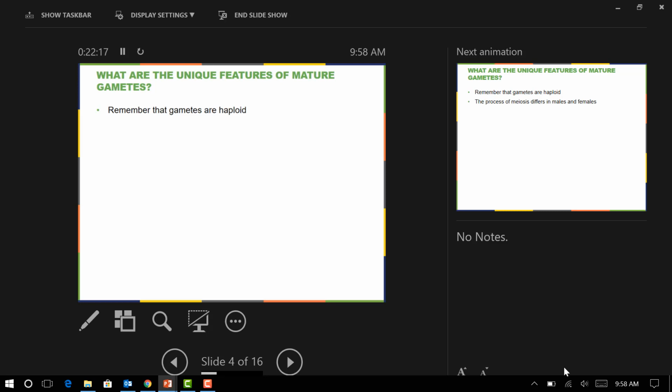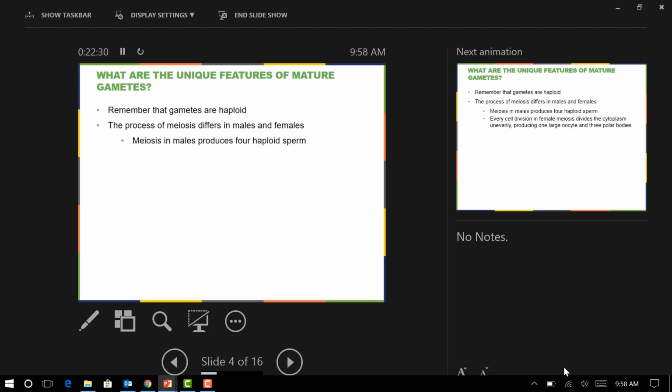Gametes are haploid. Now, the process of meiosis is what generates those haploid cells. But that process is different in males than it is in females. Meiosis in males produces 4 haploid sperm. So from every germ cell that starts that process of meiosis, you get 4 haploid sperm.